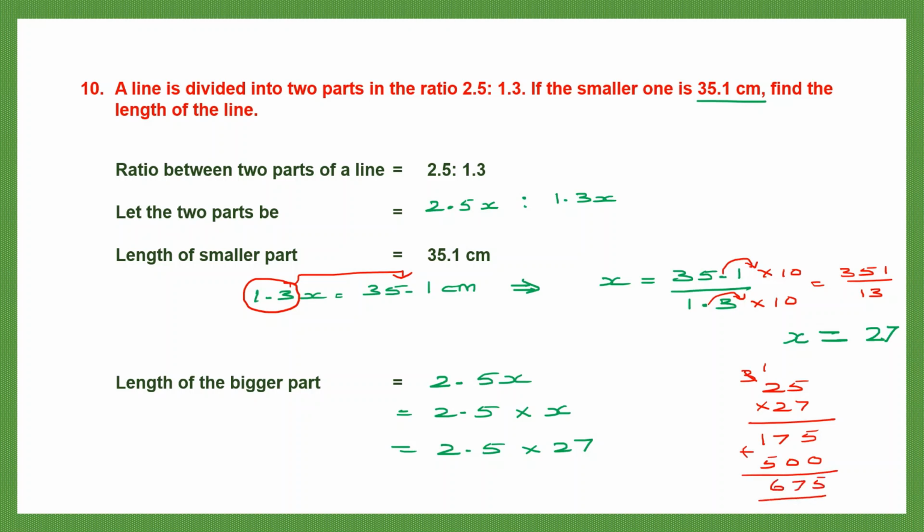So we have 675. Let's write that down first, and then let's go back to the question and see the number of decimal places. There is one decimal place. That means our answer also should have one decimal place, so it will come here. So what do we have?